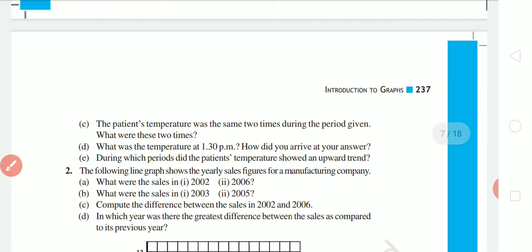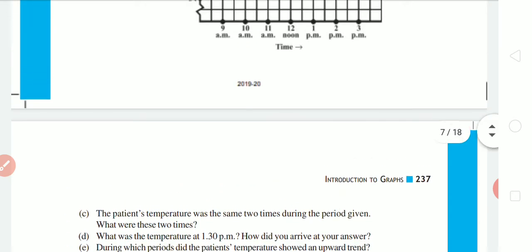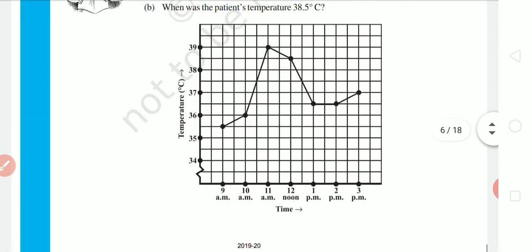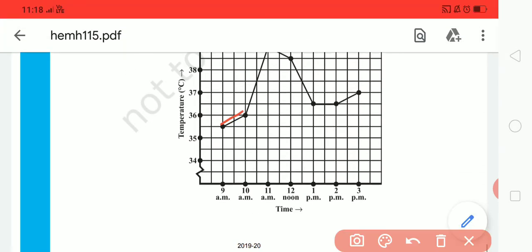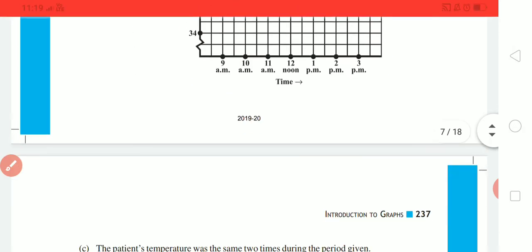Next part, during the period did the patient's temperature show an upward trend? Okay, where does it show the upward trend? Here you can see it shows the upward trend. Elsewhere it is downward, and here it is also an upward trend. So you see the upward trend between 9 to 10, 10 to 11, and 2 to 3. Three cases.